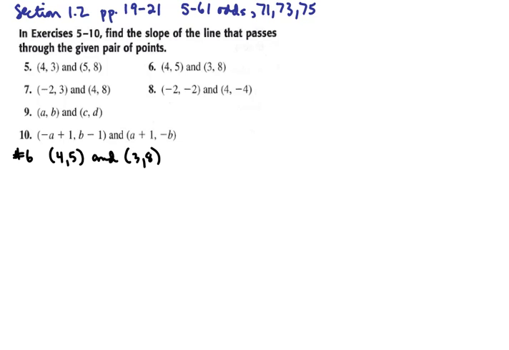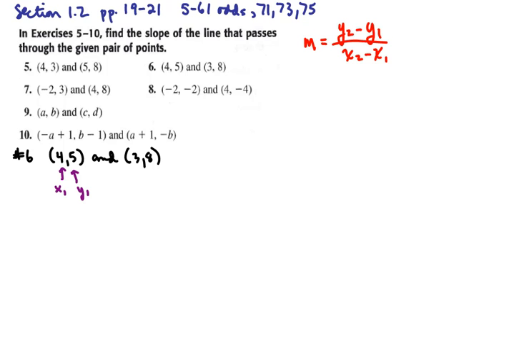So in problem number 6, we're looking for the slope of the line that passes through the given pair of points. And we do have a formula for slope when we're working with 2 points. We call slope m, and m is equal to y2 minus y1 over x2 minus x1.